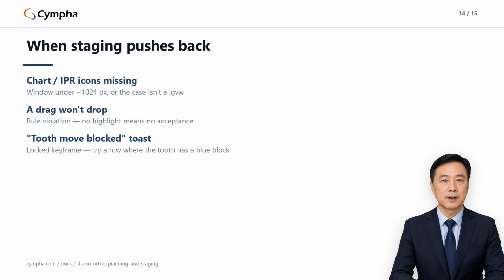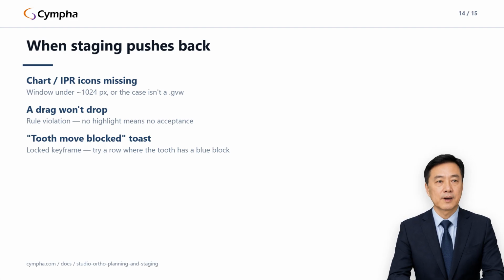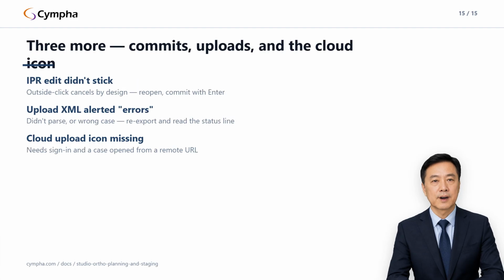Next, an XML upload that alerted with errors. Either the file didn't parse, or it doesn't match the case that's loaded. Re-export from Ortho Plus, confirm the case identifier lines up, and try again, and read the status line at the bottom, because it often carries a more specific second message that the alert doesn't show.